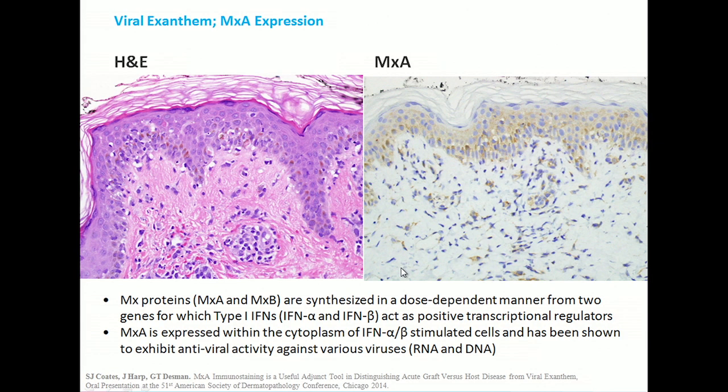So this is actually a slide from a talk I gave last year at the ASDP in Chicago, basically looking at a viral exanthem versus acute GVHD. And you can see basically here in the viral exanthem lesion, there's MxA expression, okay, within the epidermis as well as inflammatory cells and vessels. And Mx proteins are synthesized in a dose-dependent manner from two genes for which type 1 interferons act as positive transcriptional regulators. And basically, in general, MxA expression is considered to be a nice surrogate marker for the type 1 interferon microenvironment.